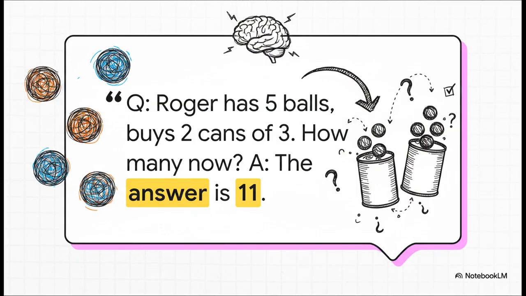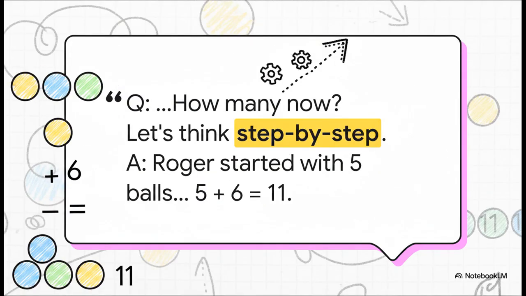And this is a classic problem. The AI just jumps to a conclusion, which makes it really hard to trust its reasoning on anything more complicated. But check this out. Watch what happens when we add one simple little phrase. Let's think step by step. All of a sudden, the model lays out its entire logic for us.